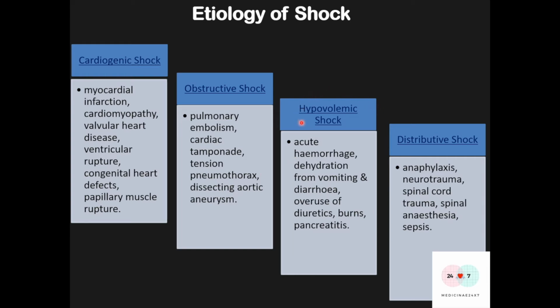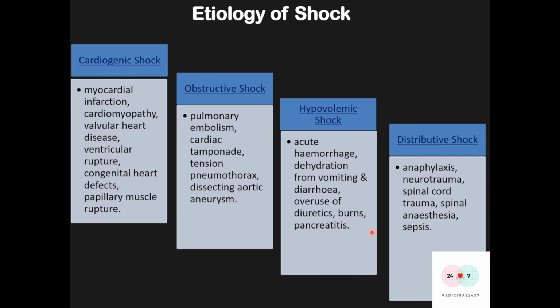Hypovolemic shock can be brought about by acute hemorrhage, which leads to increased blood loss and subsequent hypovolemia. Dehydration from vomiting and diarrhea, overuse of diuretics, burns, and pancreatitis. All of these conditions lead to some kind of fluid loss from some kind of pathways in the body.